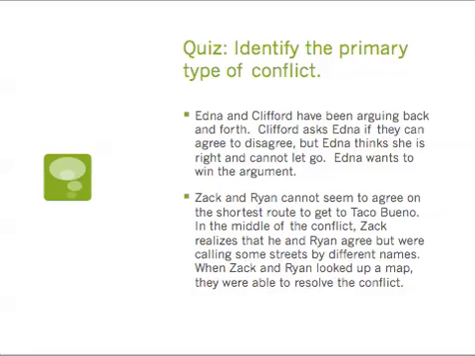Zach and Ryan cannot seem to agree on the shortest route to get to Taco Bueno. In the middle of the conflict, Zach realizes that he and Ryan agree, but they're calling some streets by different names. When Zach and Ryan look up a map, they were able to resolve the conflict because they realized that they were talking about two different things. And this might be labeled as pseudo-conflict. So that gives you an idea of the different types of conflict that you may experience.